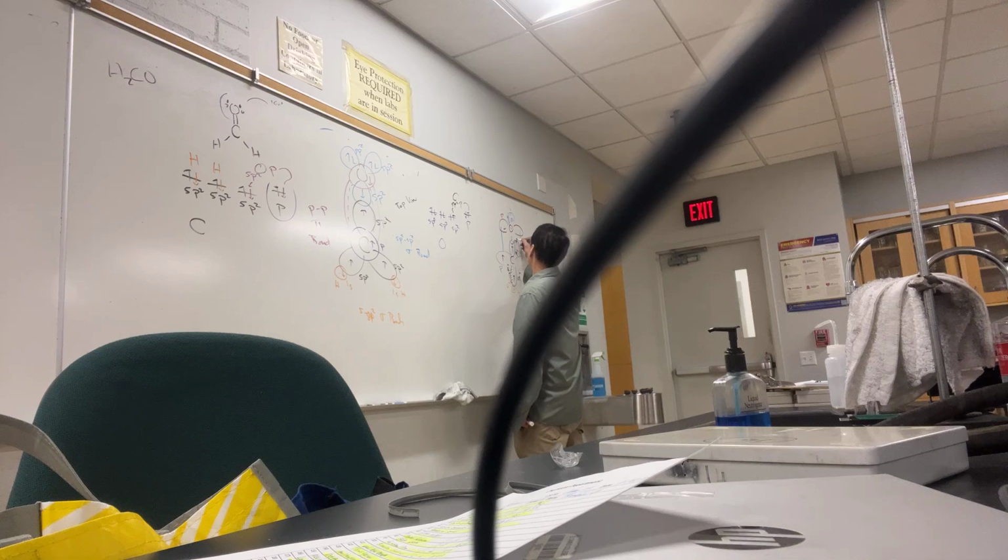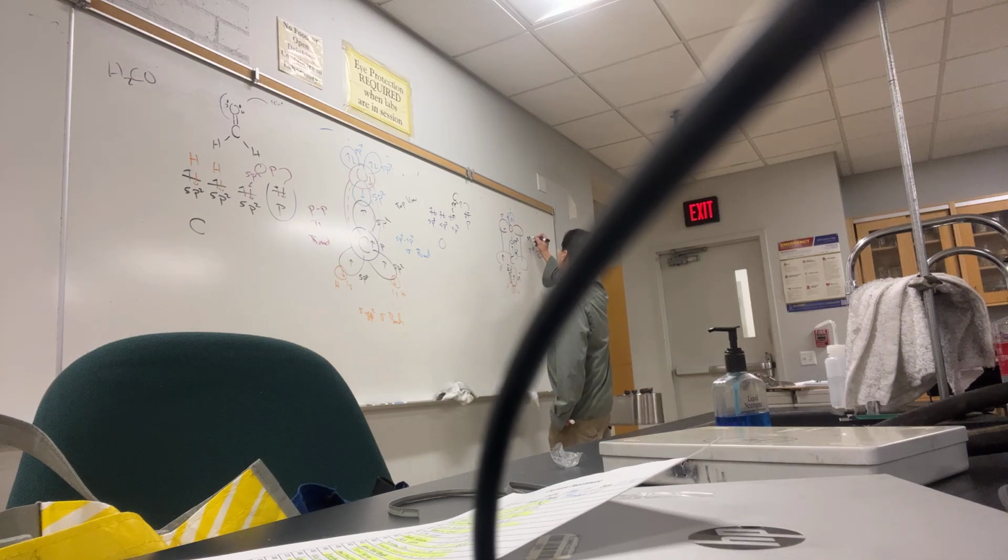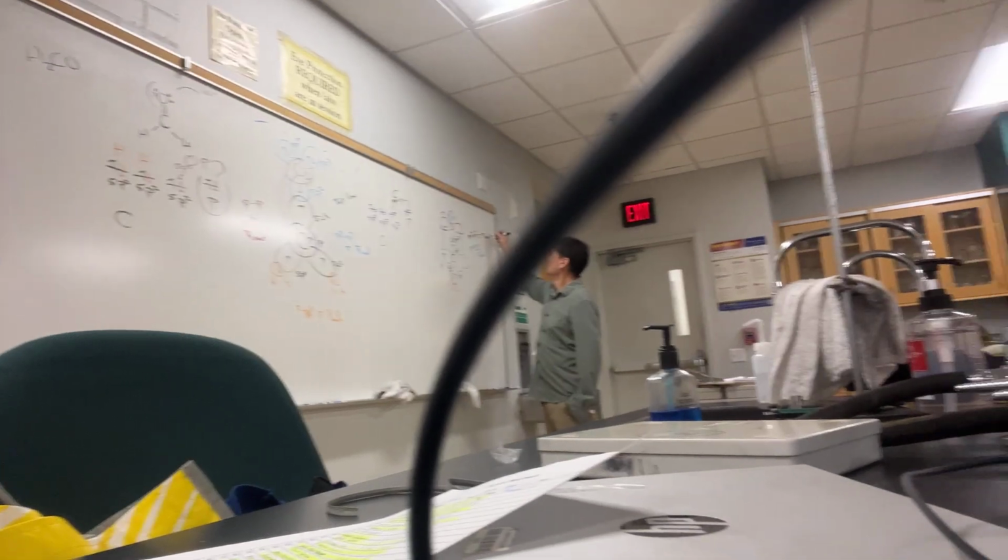Okay, these two bonds equal the double bond. A double bond is 1 sigma and 1 pi. A triple bond would have 1 sigma and 2 pi.